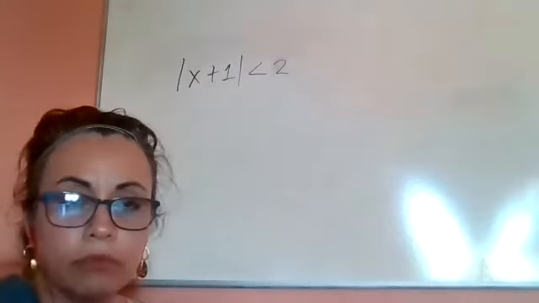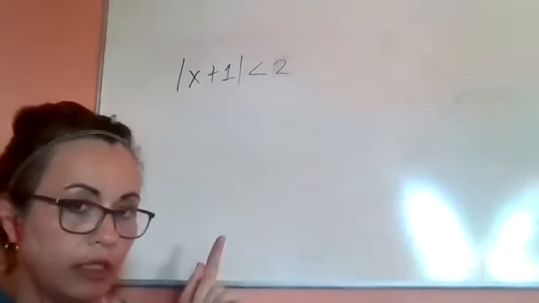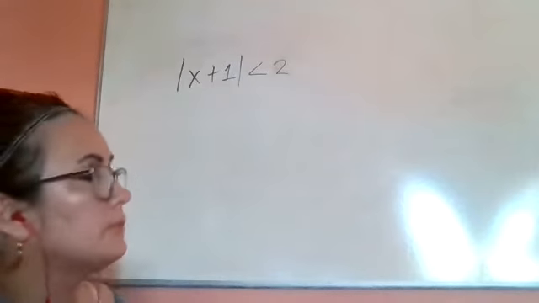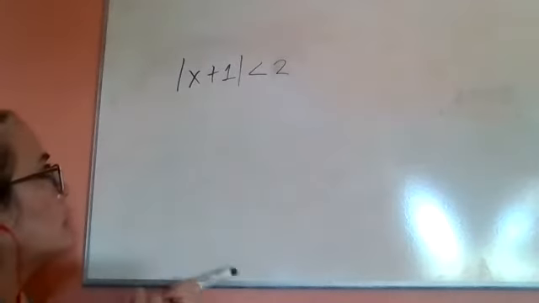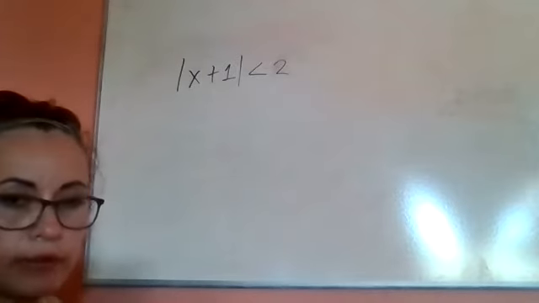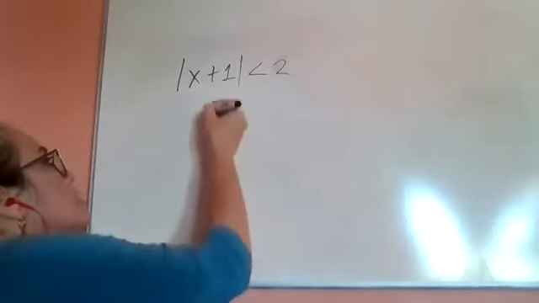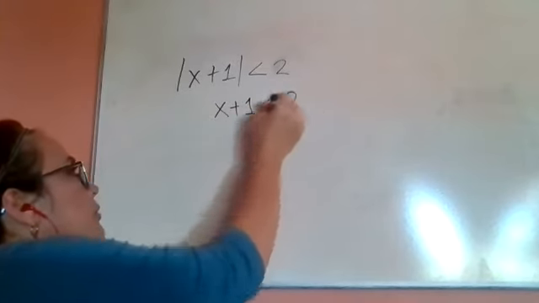Hello. Today I'm going to explain how to work with absolute values and inequalities and how to graph them in the coordinate plane. Let's say we have the absolute value of x plus 1 less than 2. Let's solve the inequality first. So I'm going to write x plus 1 less than 2.